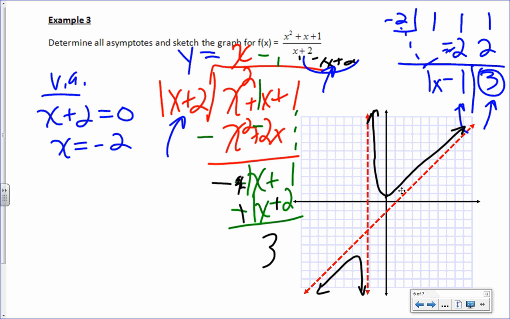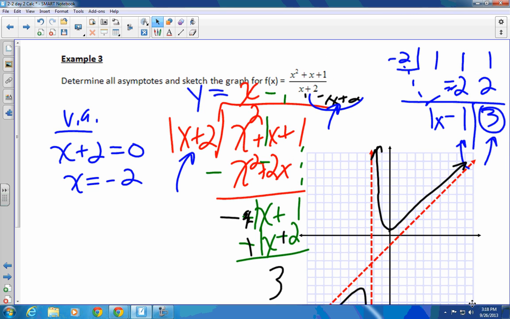All I did is I went and graphed that line, y equals x minus 1, and I just didn't make it solid. I just knew it was like a boundary line. Okay. Everybody else good?